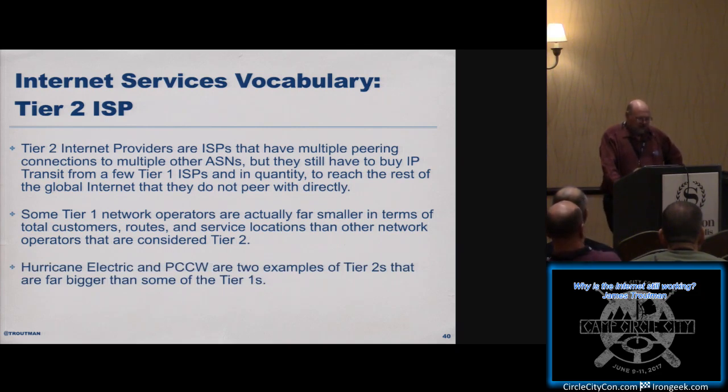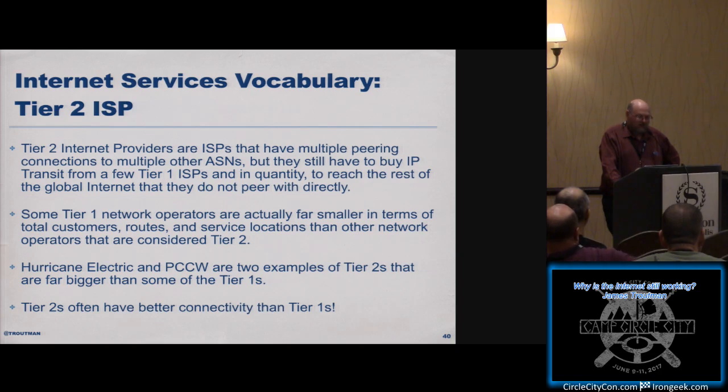Two carriers, Hurricane Electric and PCCW, are examples of Tier 2s that are quite large, bigger than most of the Tier 1s. Hurricane Electric's one of my favorite providers. So Tier 2s often have better connectivity than Tier 1s because their strategy is generally, we want to peer with everybody. We want to be everywhere, connect with everyone. We want direct access to as many networks as possible because then they don't have to buy as much in terms of transit.